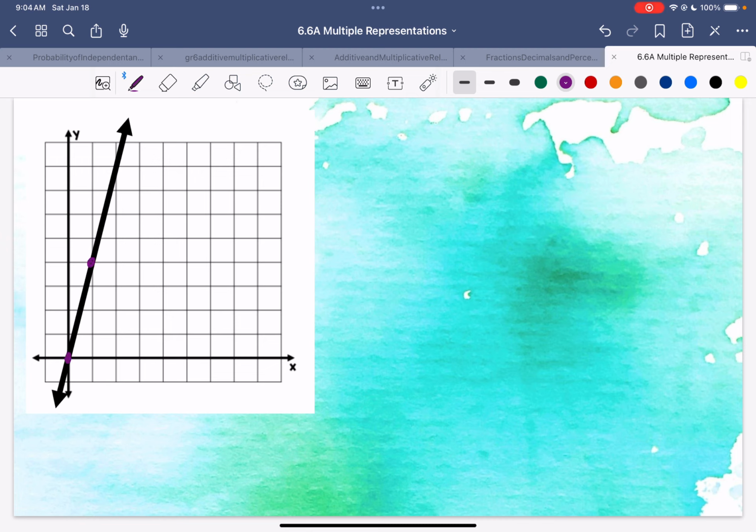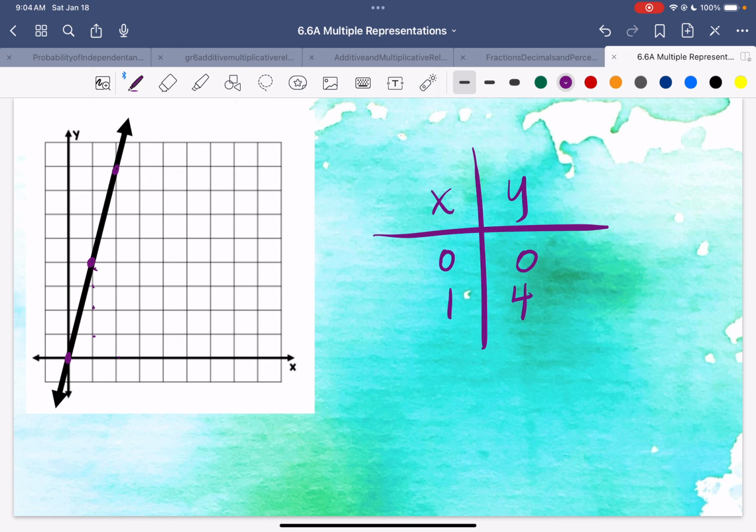I'm just going to grab 3 ordered pairs: 0, 0, 1, 4, 2, 8. How does 1 become 4? Times 4. Does that work again? It does. Now, y equals 4x. Why? Because every time you multiply 4 by x, you get the y value.